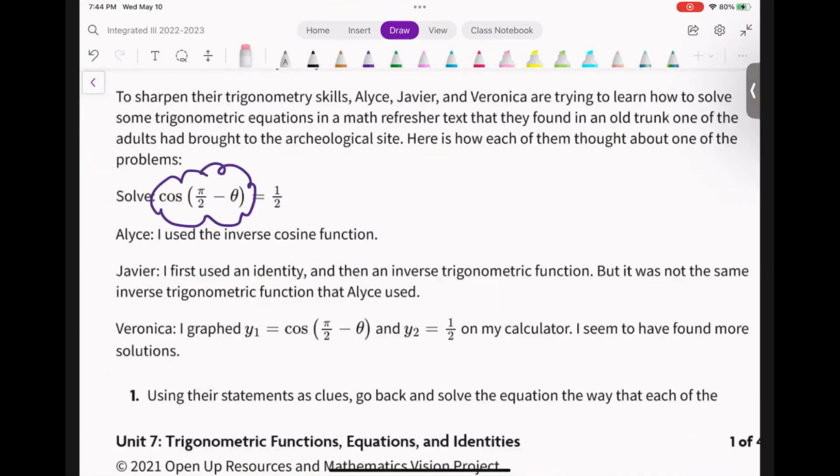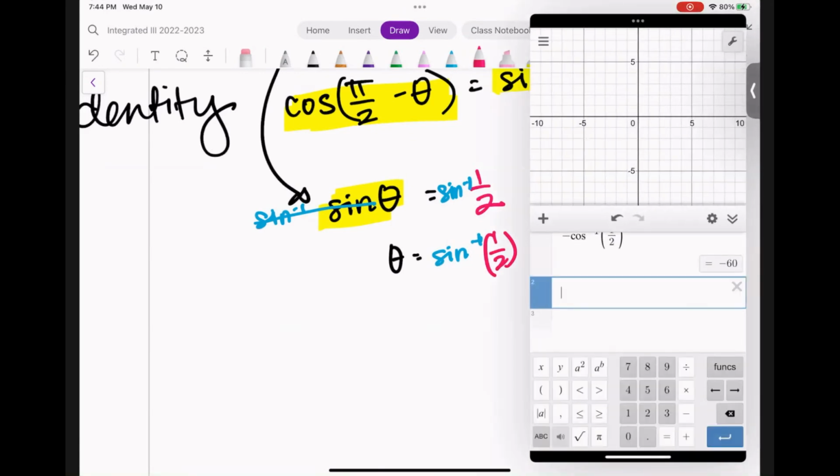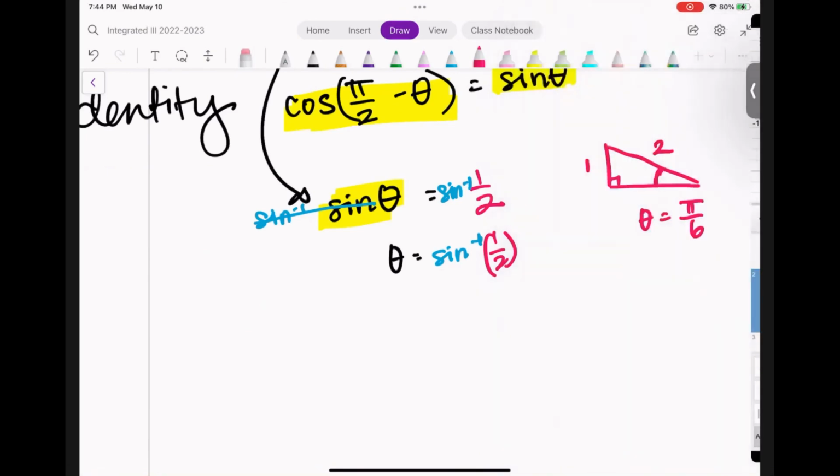And then uses an inverse trig function. So he's going to take the inverse trig of both sides of here. So he's going to take sine inverse of sine and sine inverse of 1/2, right? These will cancel. So I'm left with theta equals sine inverse of 1/2, which again on the calculator, if I go sine inverse of 1/2, I get 30 degrees, which is pi over 6. So theta equals pi over 6.